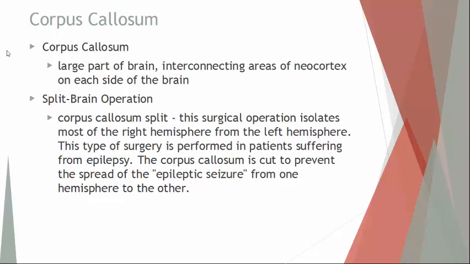So if you cut that connection between the hemispheres, the severity of these seizures will be lessened. They won't be eliminated, but the severity is much less because they can't spread from one side of the brain to the other side of the brain. So that's why you are cutting this corpus callosum to limit the area where these seizure storms can occur.